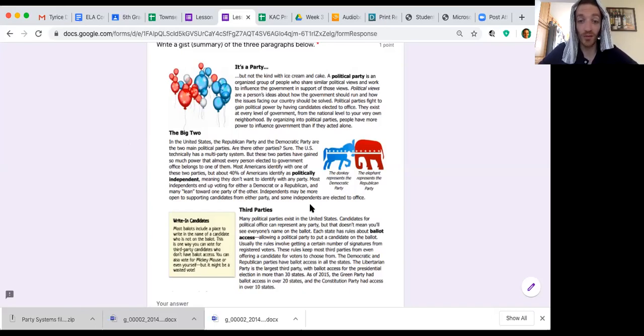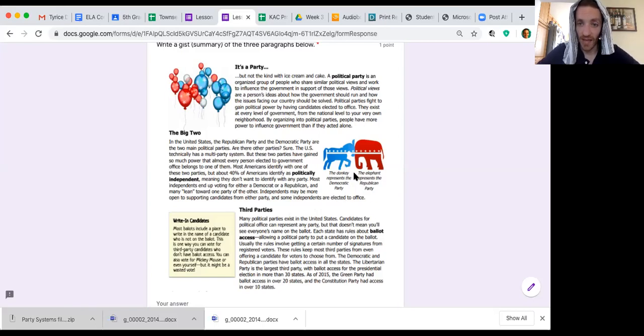The Democratic and Republican parties have ballot access in all states. The Libertarian Party is the largest third party, with ballot access for the presidential election in more than 30 states. As of 2015, the Green Party had ballot access in over 20 states, and the Constitution Party had ballot access in over 10. So there are a couple of other parties that they talk about besides just Democrats and Republicans.